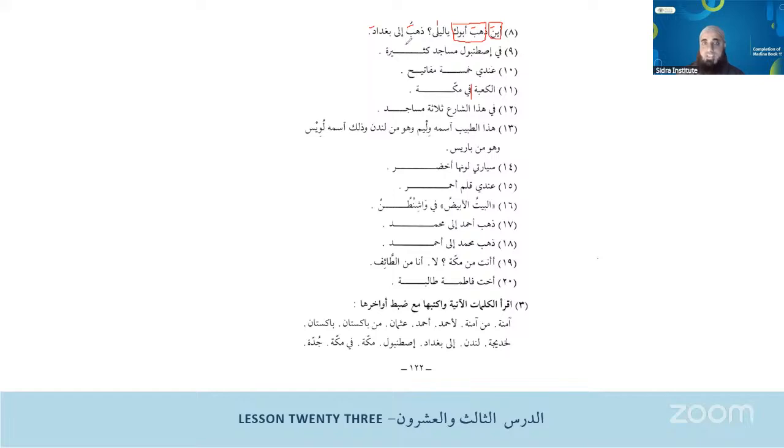ذهب إلى بغداد, he went to Baghdad. So ذهب would be فعل. You got the verb there, the jar majrur is inside, and this is the متعلق of ذهب إلى بغداد. So that's the tarkib done there.